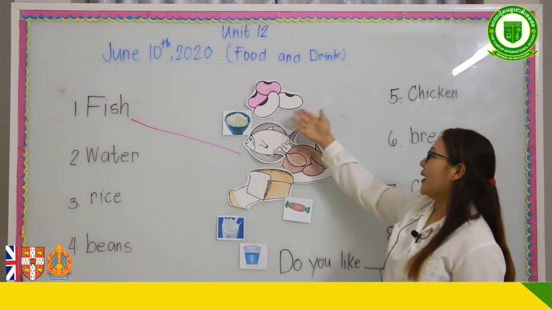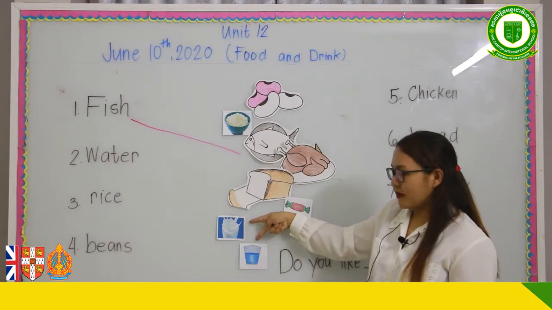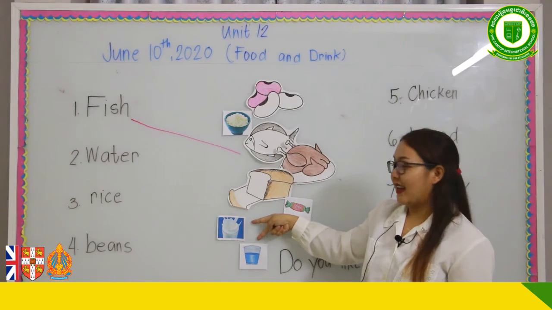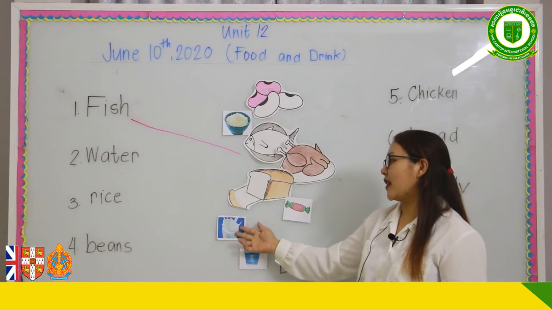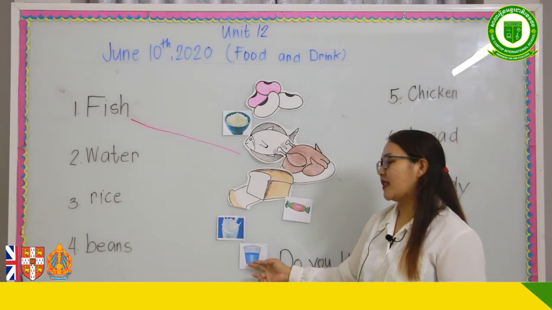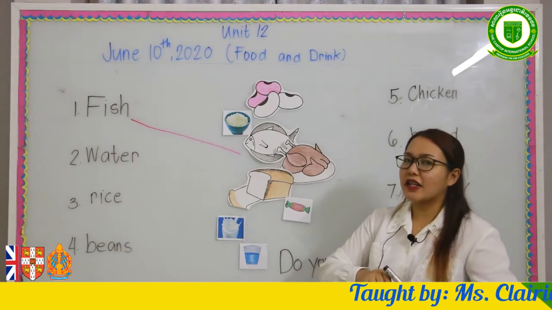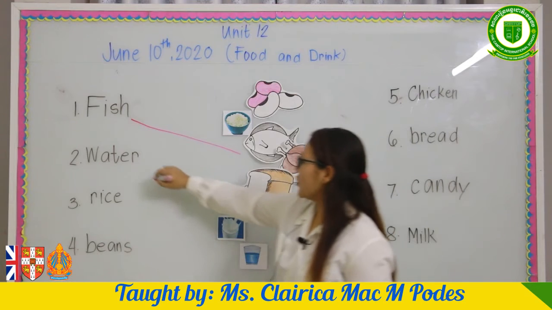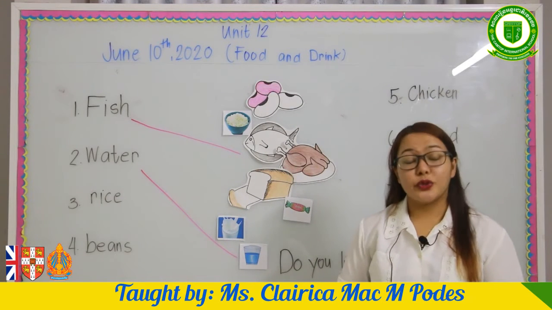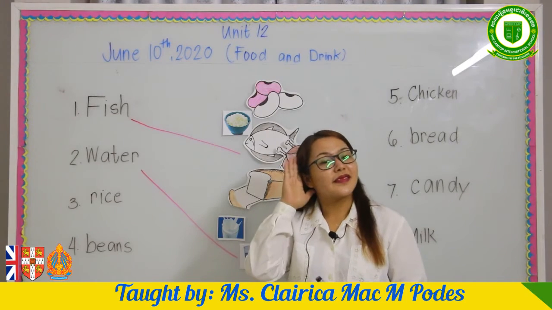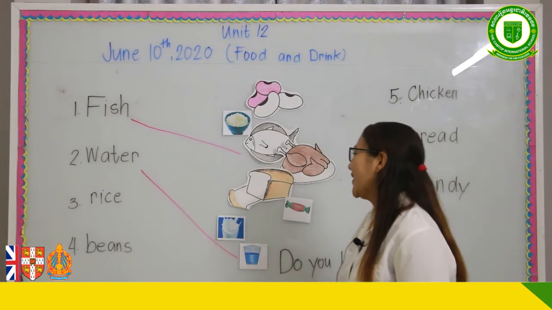Okay, next, water. Water, which one is a water? Which among these two? It's this one. It's clear and this one is white. But this is transparent and it's color white. No, not color white. It doesn't actually have a color. Okay, so let's draw a straight line. There you go, water. Do you like drinking water? Yes, I do. Okay, good job.